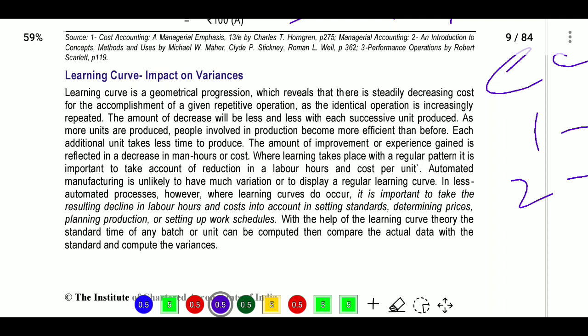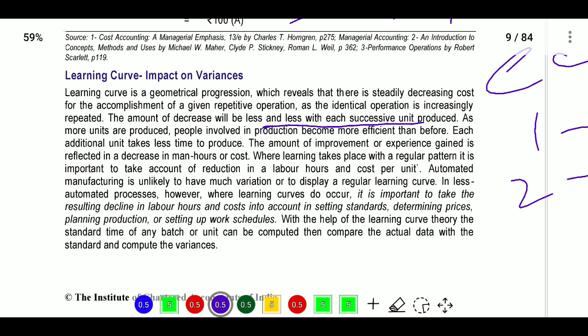This is the learning curve. The amount of decrease will be less and less with each successive unit produced. For the first units, it will take much time, and the second time it will take less time, and it will decrease less accordingly. Next, automated manufacturing is unlikely to have much variation or to display a regular learning curve. Automation may be used for this also.